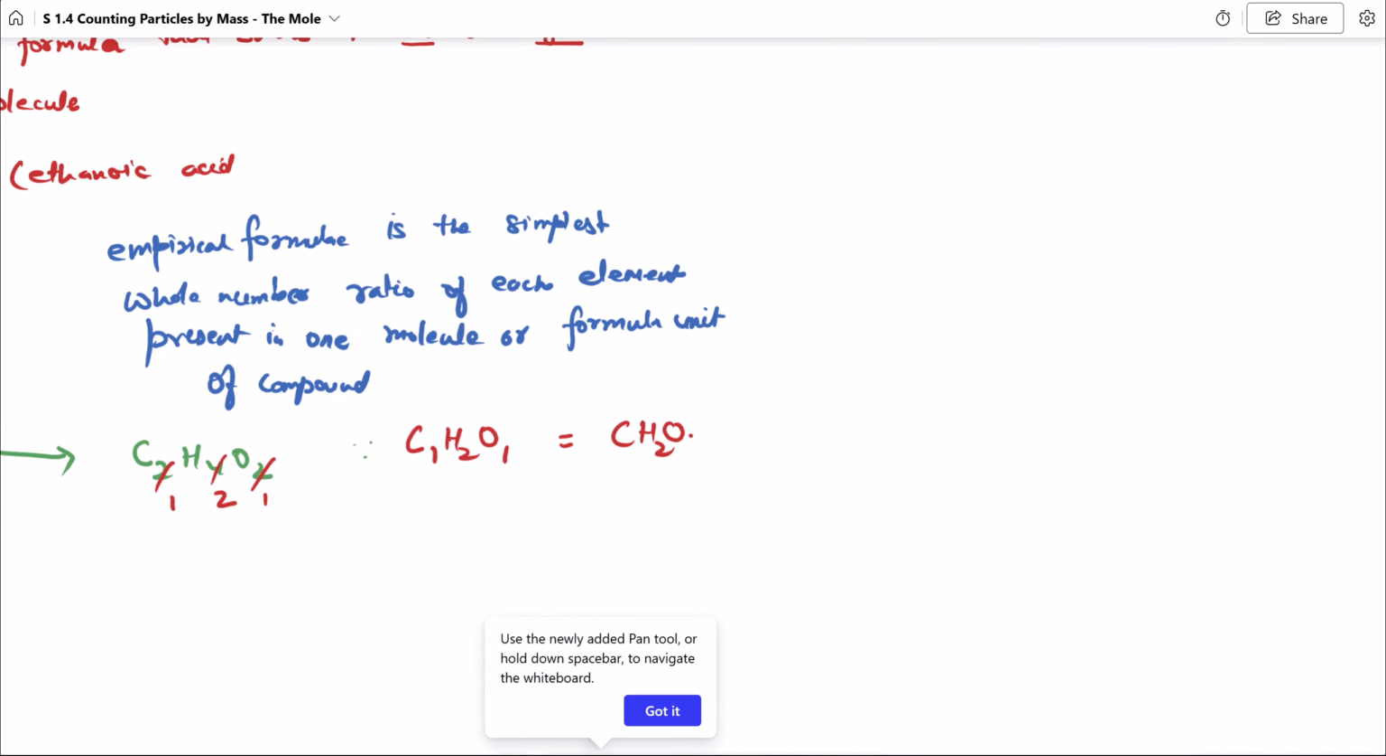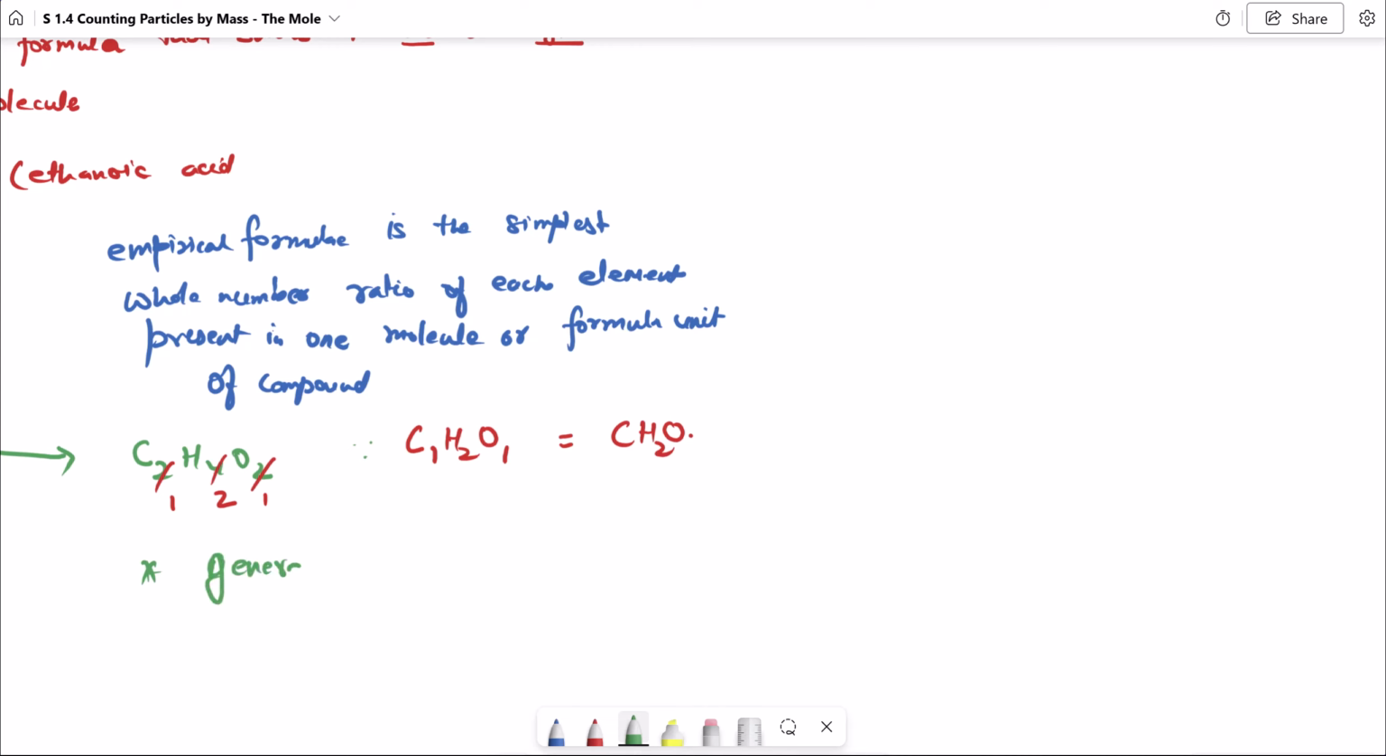So the empirical formula actually tells us what we can get from there. So you can get the percentage composition by mass of the element. That's one benefit we can get. So organic molecules often have a different empirical as well as molecular formula. This is important.